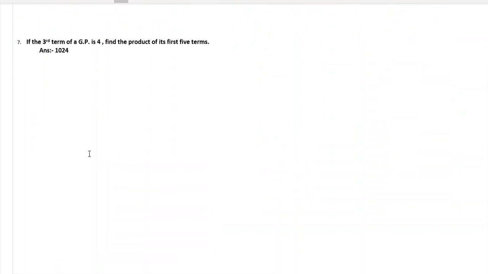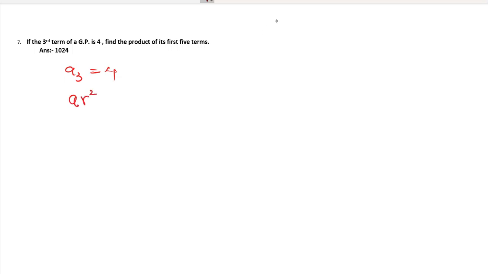Okay, the next question is, if the third term of a GP is 4, find the product of its first 5 terms. Okay, so very interesting question. Just look at it very carefully. Third term of a GP is equal to 4. Now what is the third term? Third term is AR square.